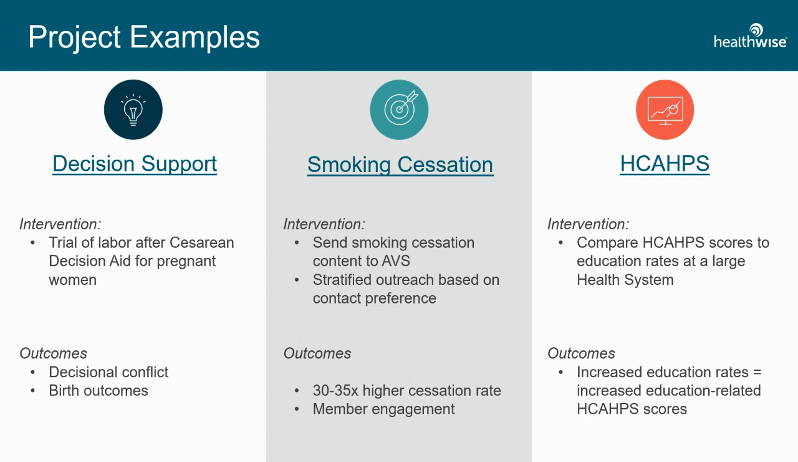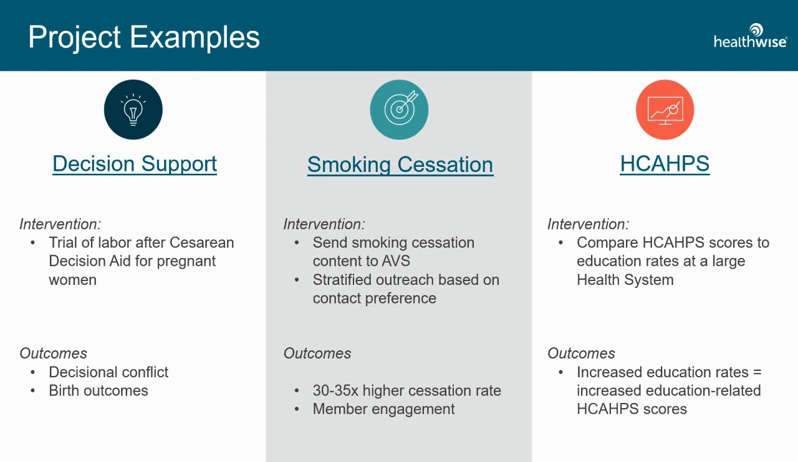One specific recent research project that we supported was on decision support for trial of labor after cesarean section for pregnant women. This study utilized one of our decision aids for women who were pregnant, who had a previous cesarean and were deciding about whether they'd like to try labor for their next singleton pregnancy. This study measured decision conflict. So how conflicted did these women feel in making this decision?